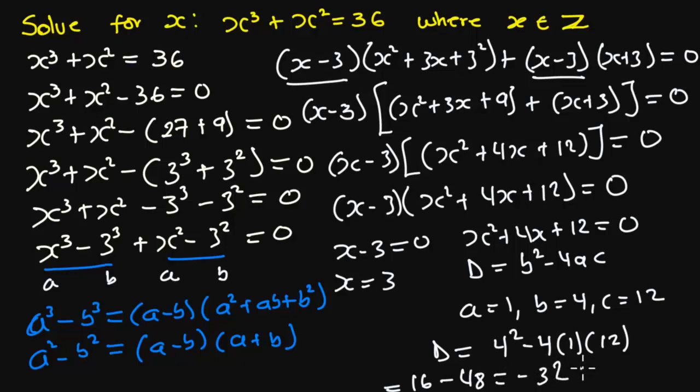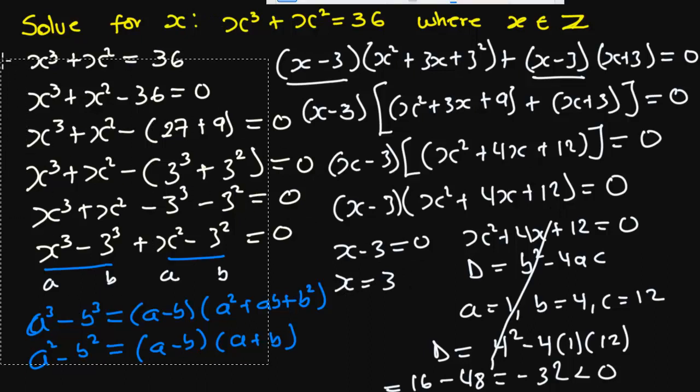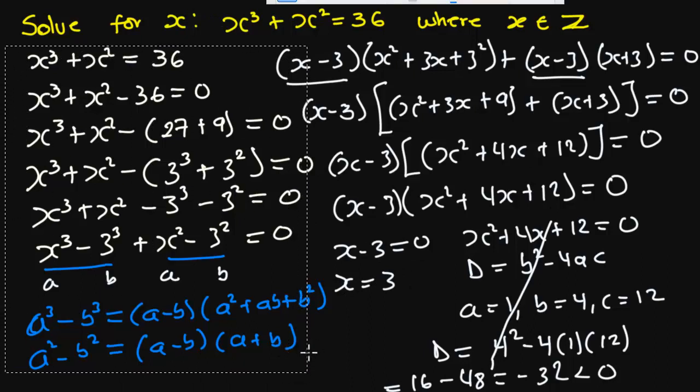And minus 32 is less than 0. And since minus 32 is less than 0, it tells us that this equation has no real solution. So we are not going to consider that. Now our answer to this problem is x is equal to 3. So let's test and see if our answer is indeed correct.